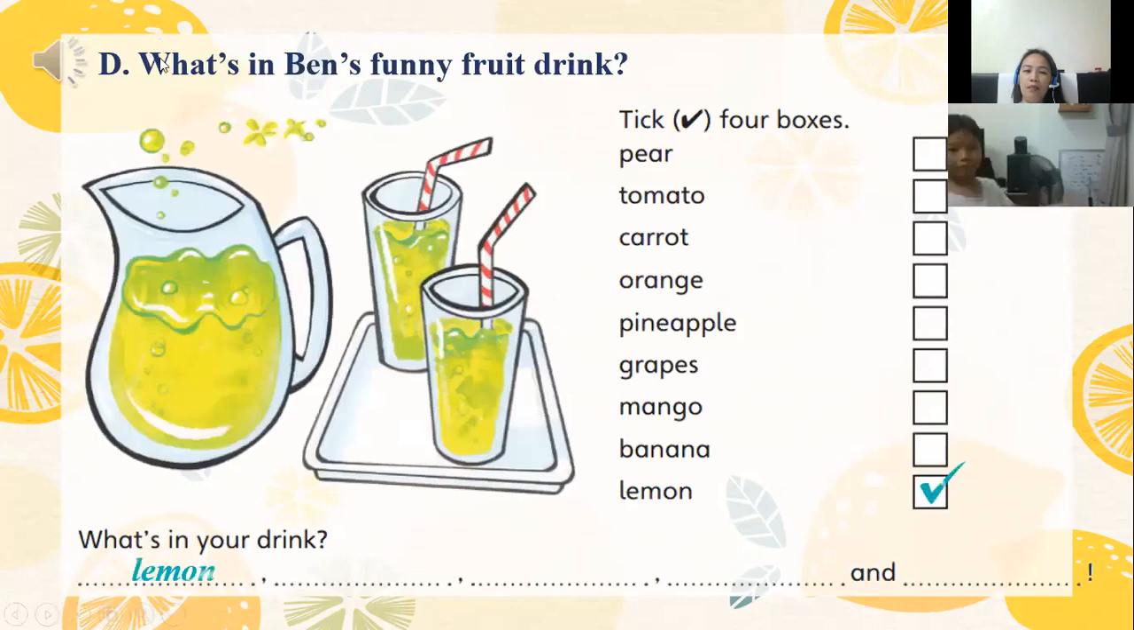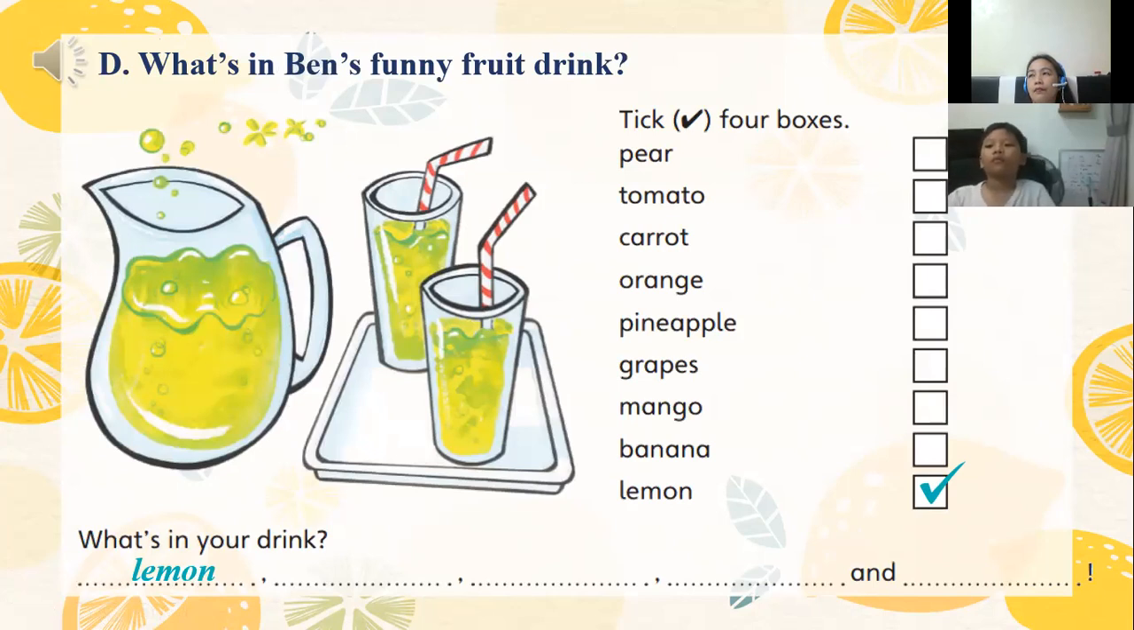Okay, what's in Ben's funny fruit drink? 16D. Listen and tick four boxes.